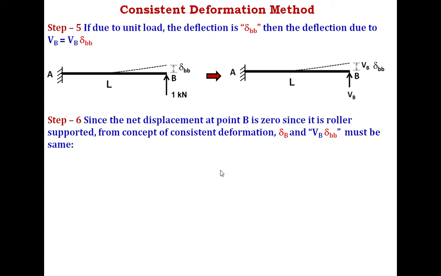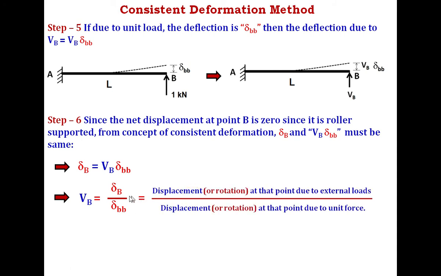Now, since in the original prop cantilever the support at B was a roller support, the net displacement at that point has to be 0. That means delta B, which is the deflection due to external load, and VB into delta BB, which is the deflection due to the reaction, net to 0. That means these two quantities must be the same, and from that we can take the ratio of delta B upon delta BB in order to obtain the unknown reaction at B, called VB.